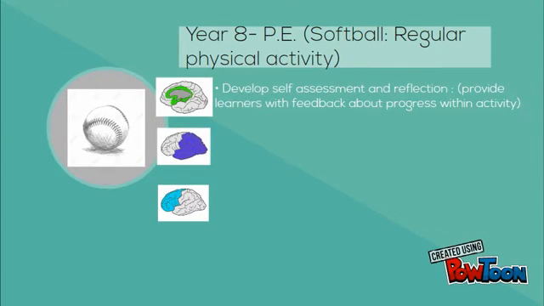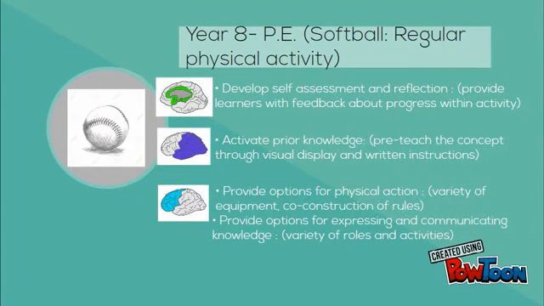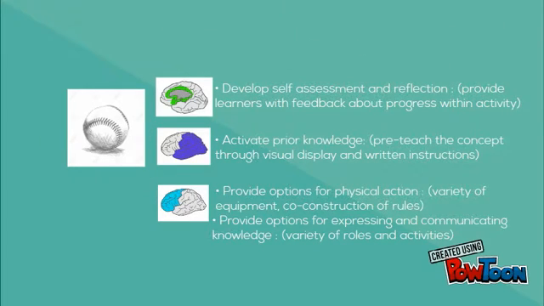During the game, co-constructed rules provide options for physical action. For example, differently shaped and sized bats for varying challenge, the type of ball thrown to vary the speed and therefore reaction time required, and different distances for players and pieces for shorter runs.